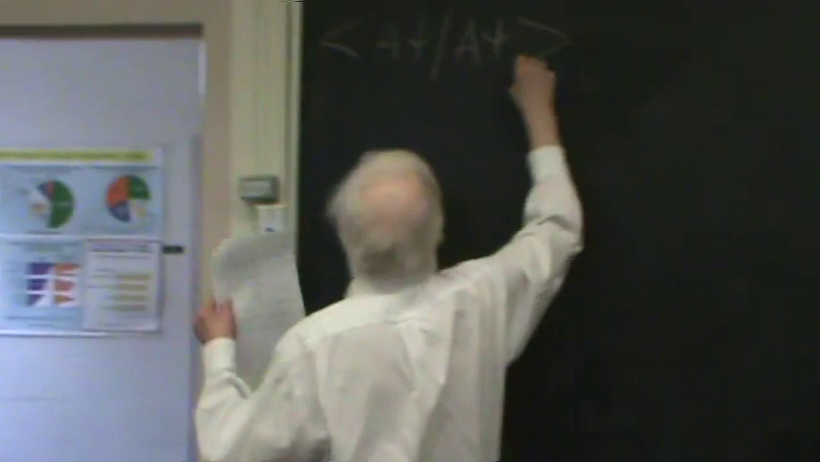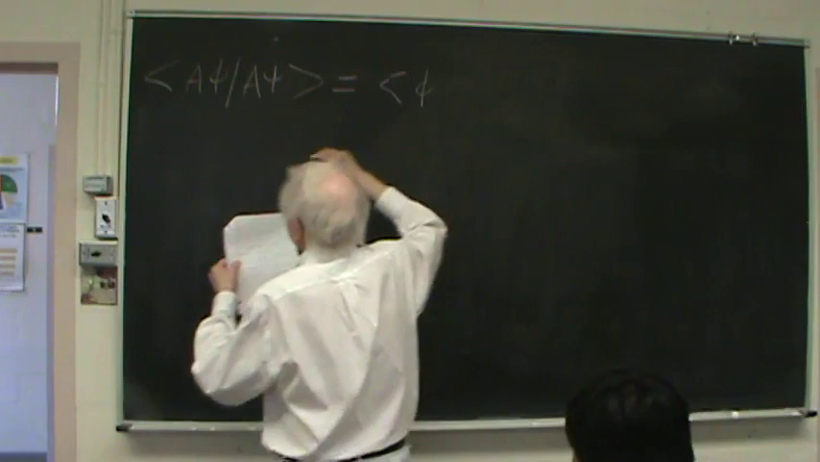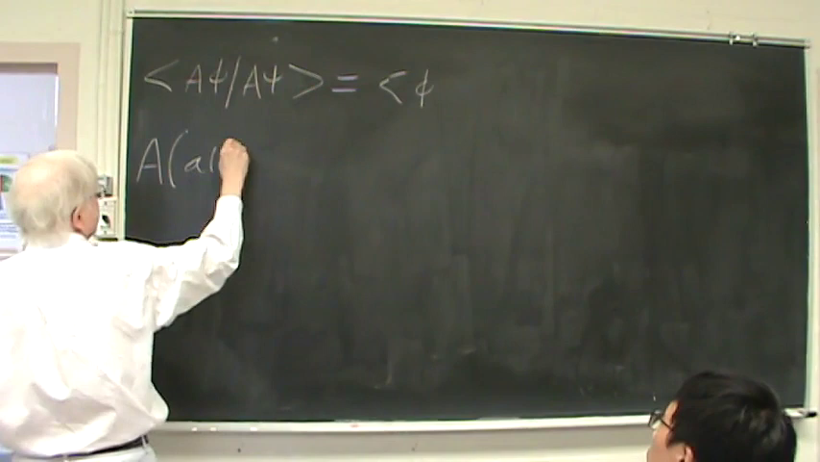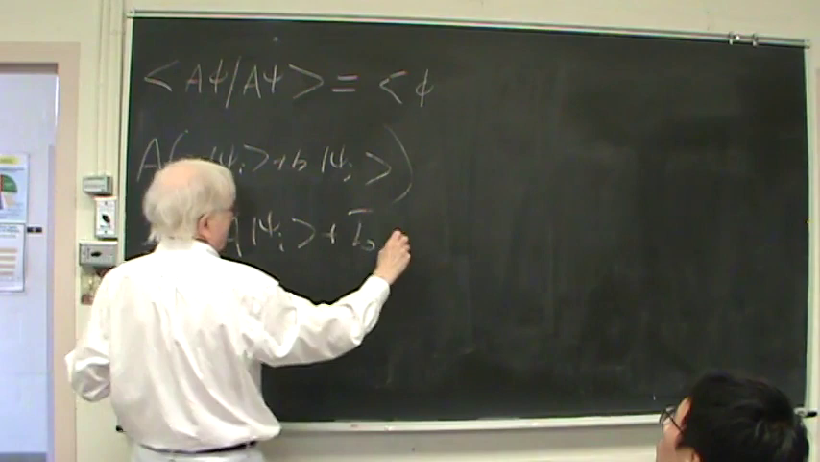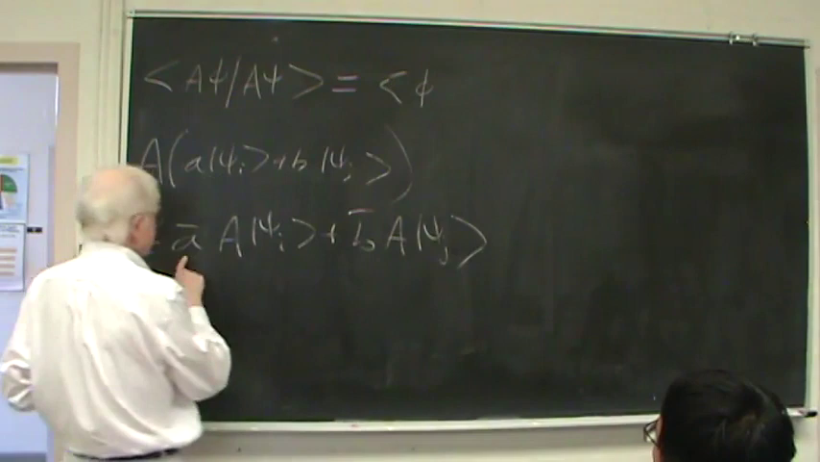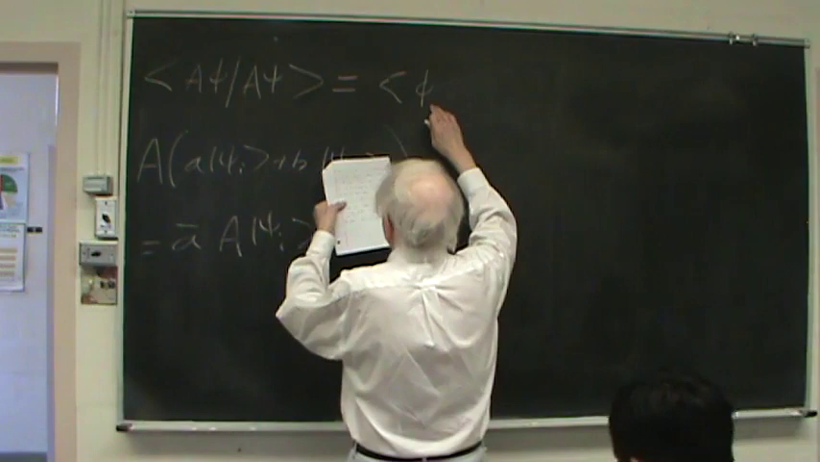A psi is equal to... so this is anti-linear, and first of all, anti-linear of course means that A on a psi i plus b psi j is a star A on psi i plus b star A on psi j. So it complex conjugates things, and then the anti-unitary part is that this is actually phi psi complex conjugate.